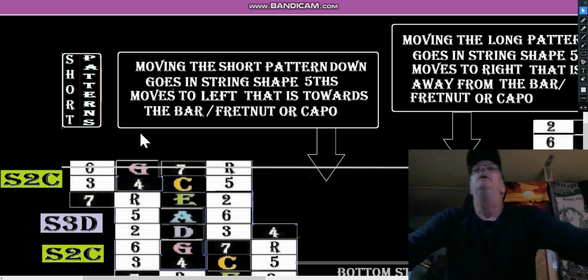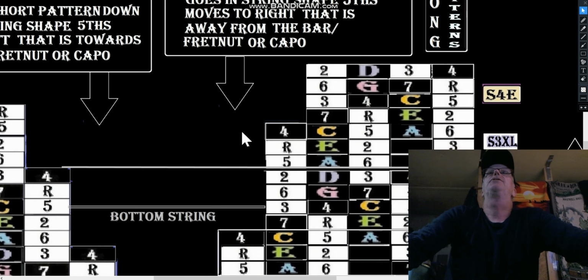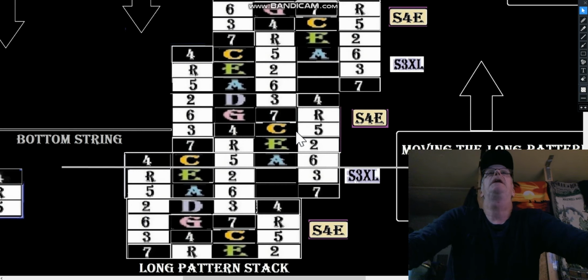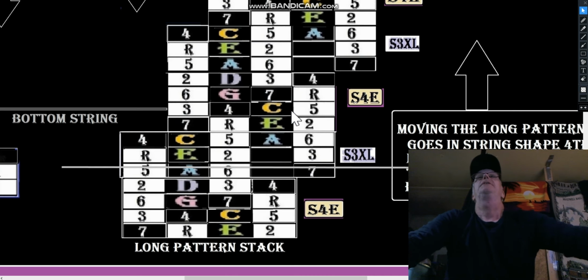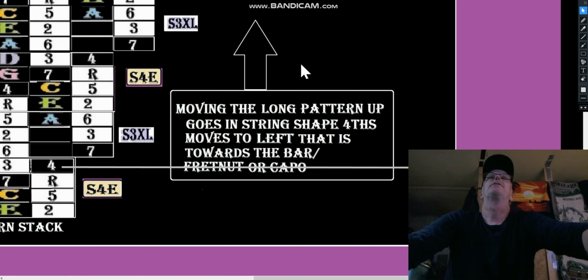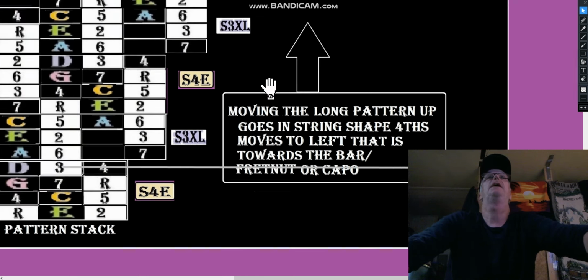Okay, so that is what's going on with the short patterns. Now let's look at the long patterns that we've been playing to get away from that fret nut. Let's see what happens. So we'll start with 4ths. Moving the long pattern up, goes in string shape 4ths, moves to the left, that is towards the fret nut.